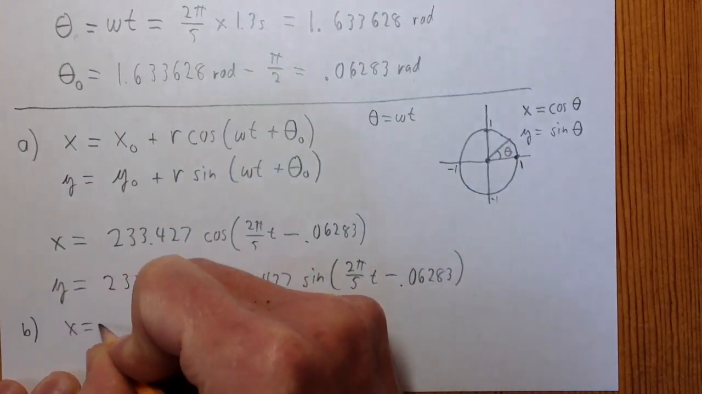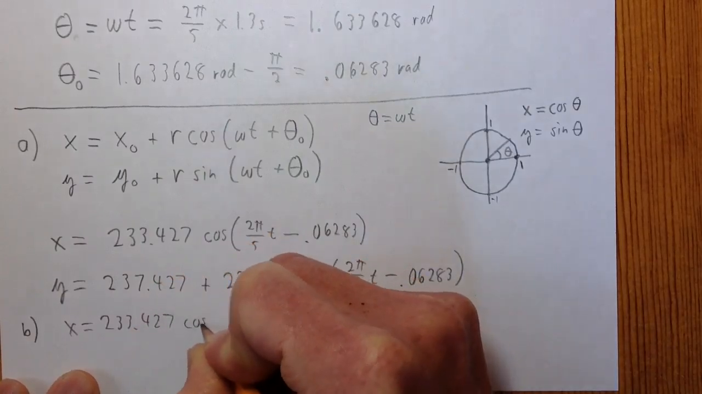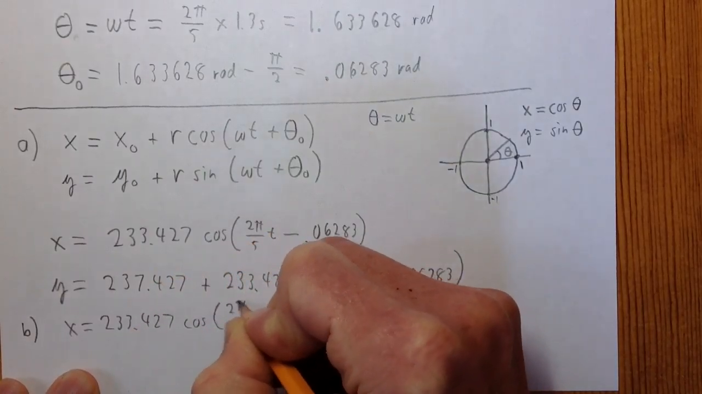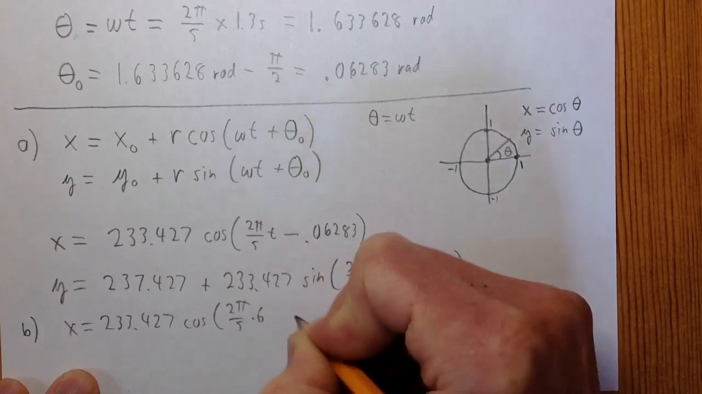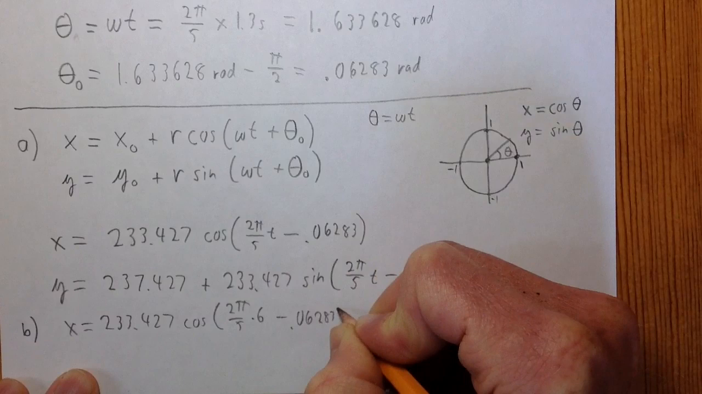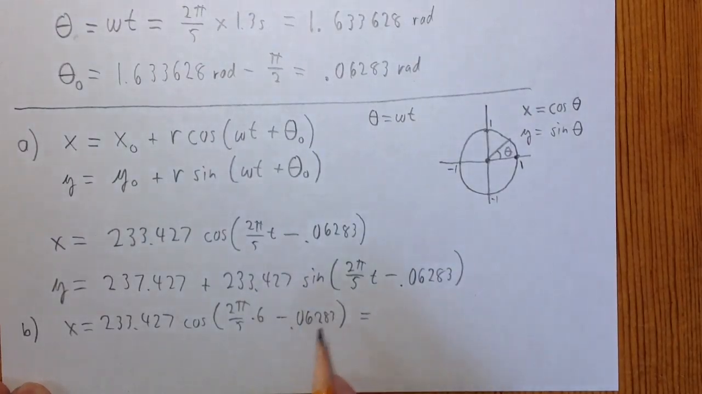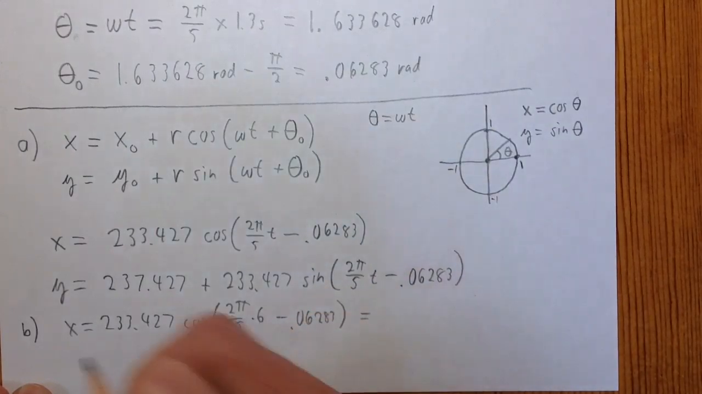So x is going to be 233.427 cosine of 2 pi over 5 times 6 minus 0.06283, which is equal to, so now it's a calculator problem. Make sure, by the way, your calculator is in radian mode. That's super important, or else this isn't going to work. So when you take the cosine of this, calculator in radian mode.